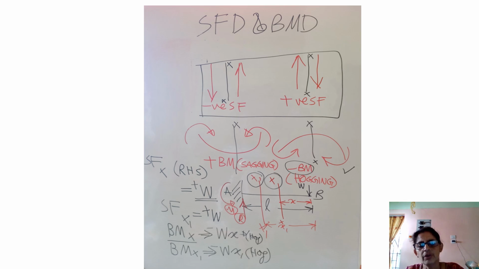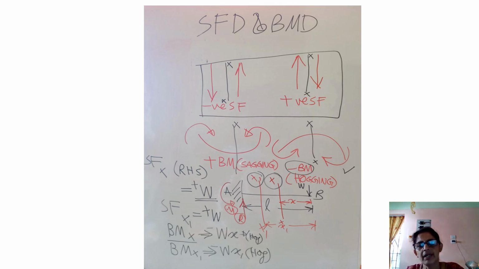But you are not going to evaluate all these things. Without evaluating these reaction components, you can draw the SFD and BMD. So in this particular beam AB, for drawing the shear force diagram and bending moment diagram, you need to find out the values of SF and BM at each and every section. So let us first take the shear force diagram.